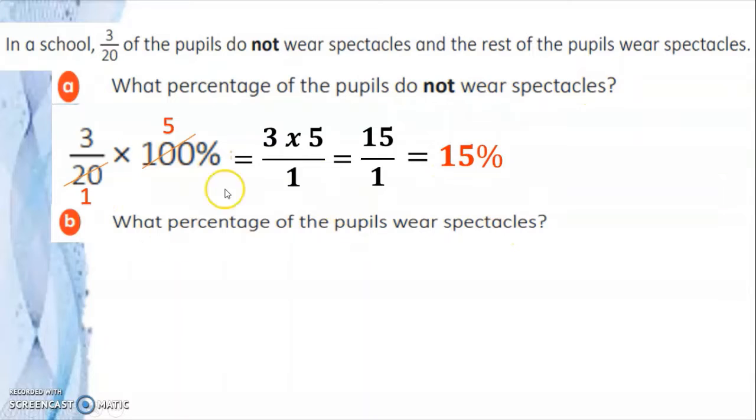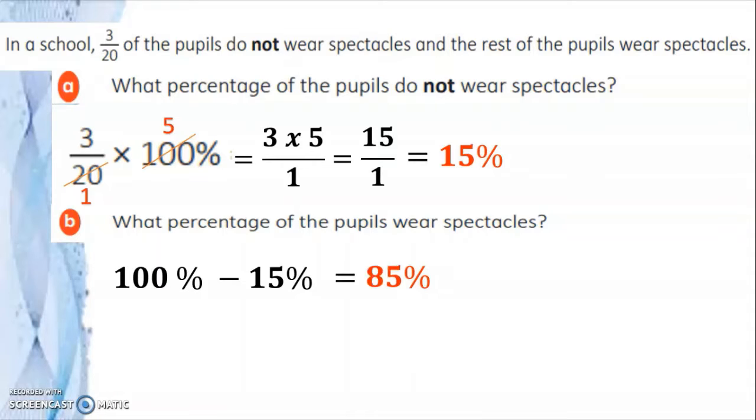Another question. What percentage of the pupils wear spectacles? The total number of pupils is 100%. 15% do not wear spectacles. So how are we going to find the percentage that wear spectacles? Very good. We're going to subtract: 100 minus 15 equals 85. Therefore, 85% of the pupils wear spectacles.